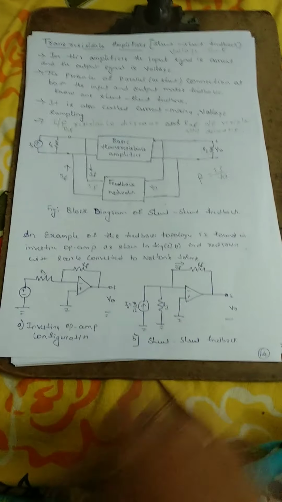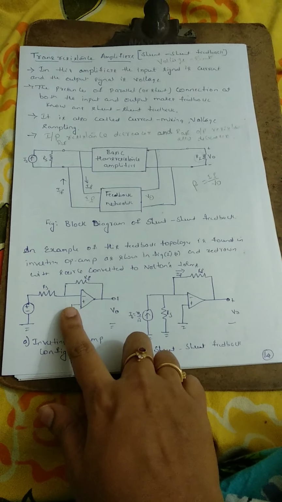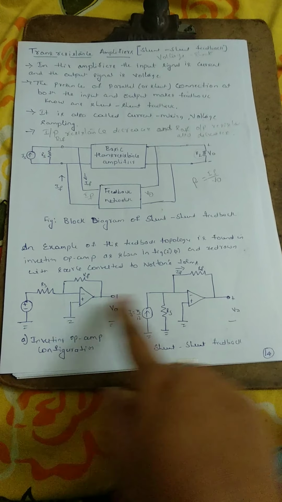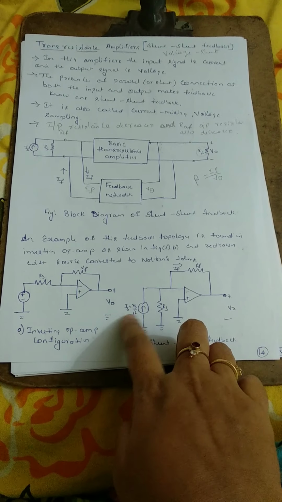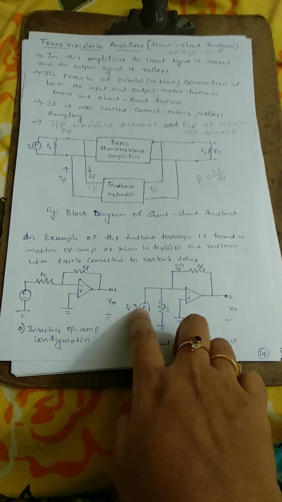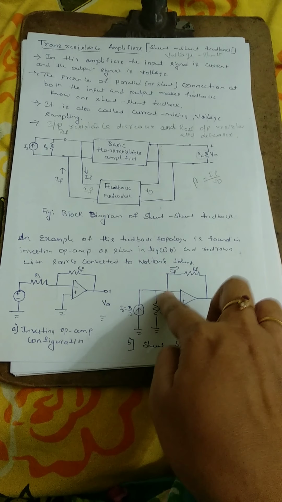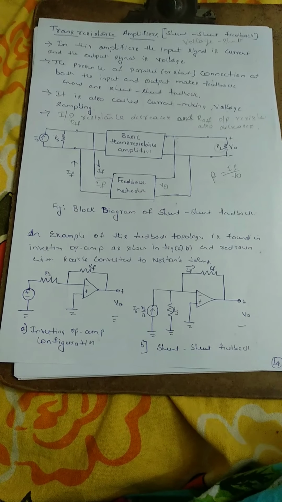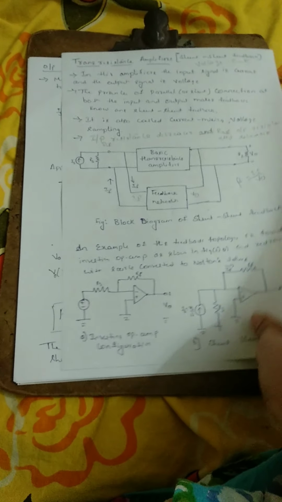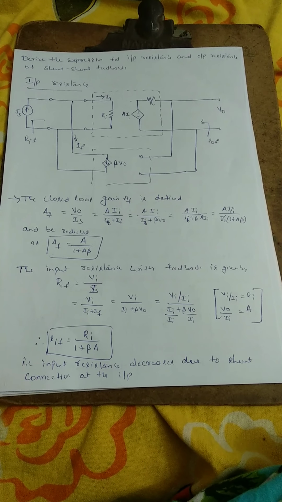This is the example for the feedback topology, shunt feedback using an inverting op-amp. This is the inverting op-amp configuration. Here we have connected a current source, so we have connected RS in parallel, and the output is fed back to the input. For this transresistance amplifier, we will find the input resistance and output resistance. In this case, input resistance and output resistance with feedback should reduce.